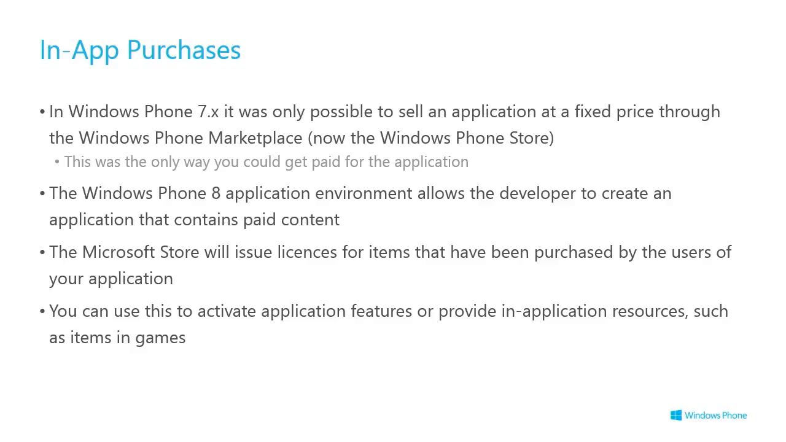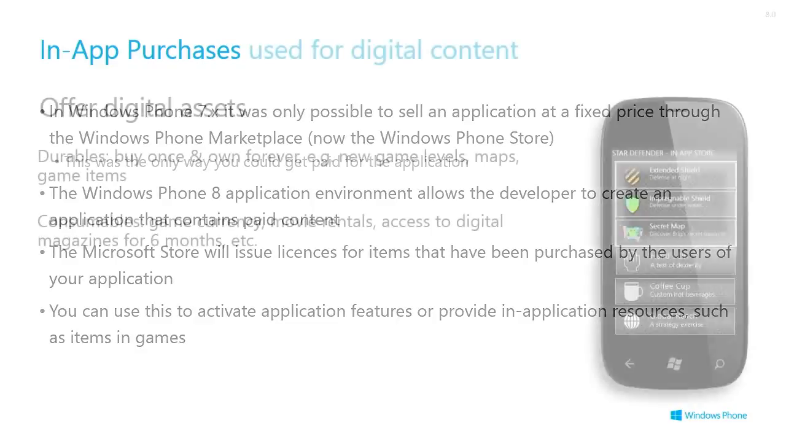So now with Windows Phone 8, you can create an application, sell it for whatever sum you like, but you can actually generate income from the user while they are using the application. The Microsoft Store gives you licenses for items that have been purchased by users of your application. They're digital licenses, and you can check them at runtime and use the current state of the user's licensing to activate application features or provide additional in-application resources, such as items in games.